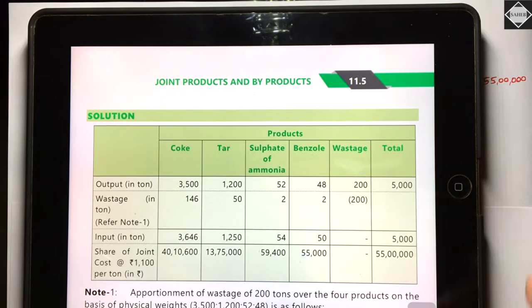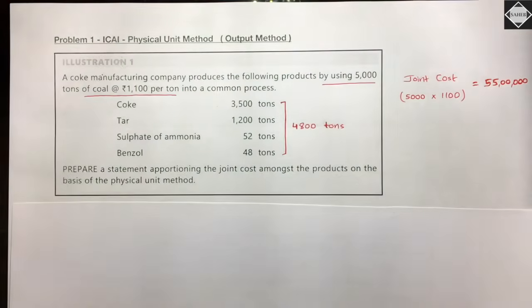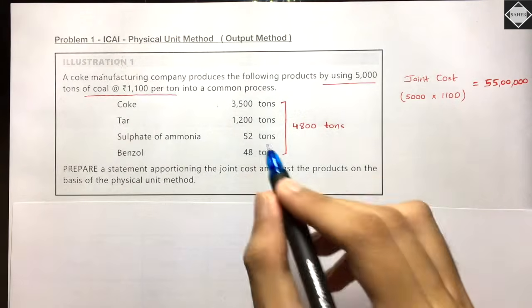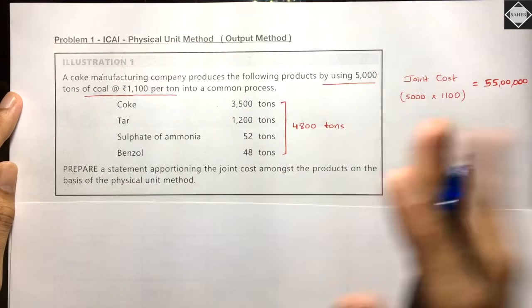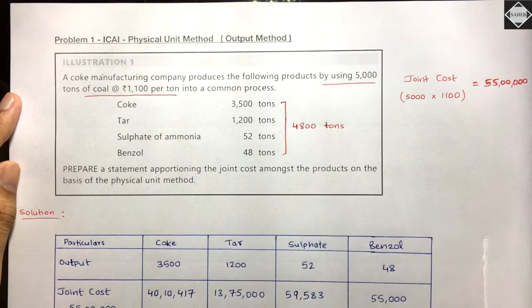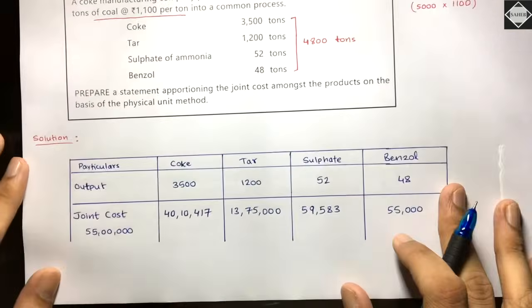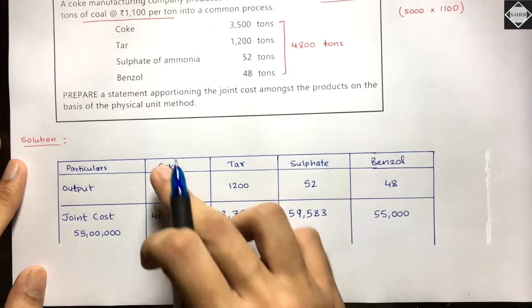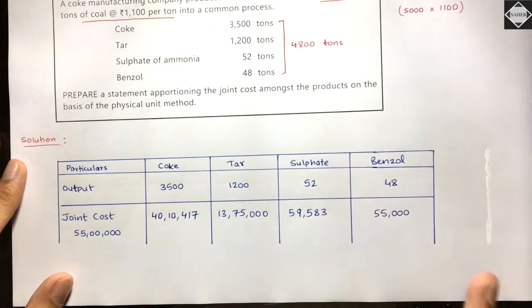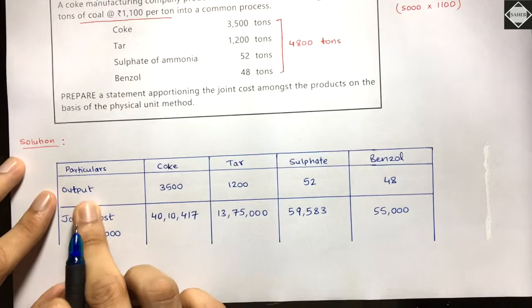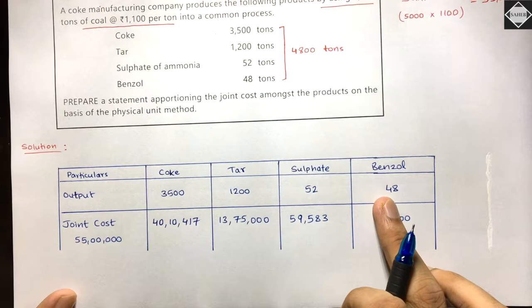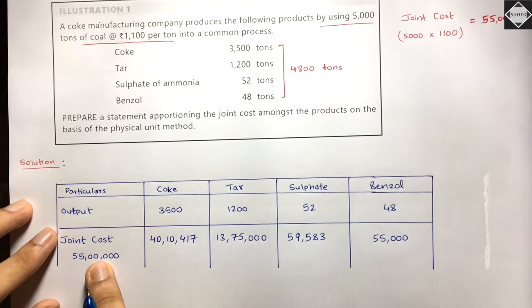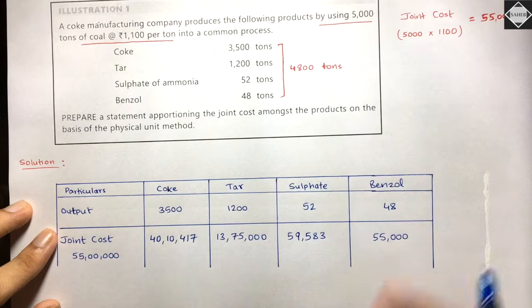Now let's see how we are going to do this. See, it's really simple. You already know the question and everything, right? Joint cost is 55 lakh, and then here you came to know that 4800 tons output has come out. There is a loss of 200. Fine, we don't have to worry about that. Just see how you have to do it. Really simple. No need of wastage, no need of total column, nothing, just the products column: coke, tar, sulfate, benzol. And output, first you will take 3500, 1200, 52 and 48. Clear? Easy. And then joint cost, it is 55 lakh. And then what you will do? Simply you will apportion.